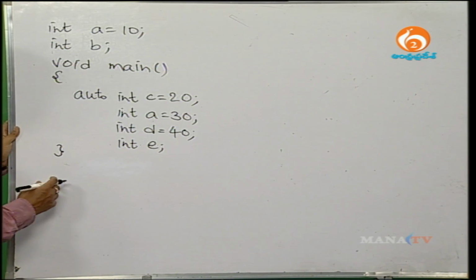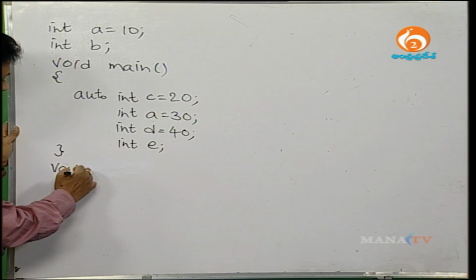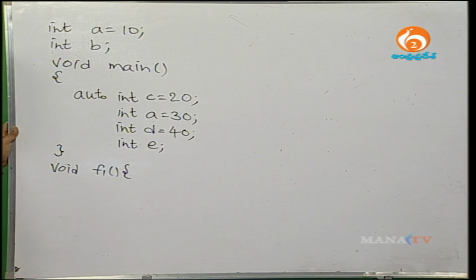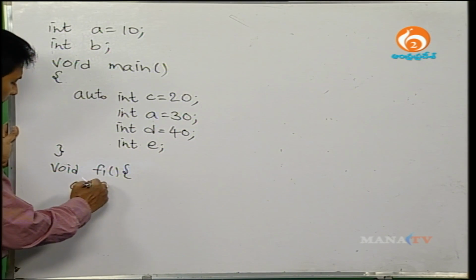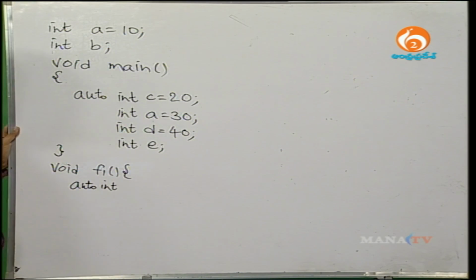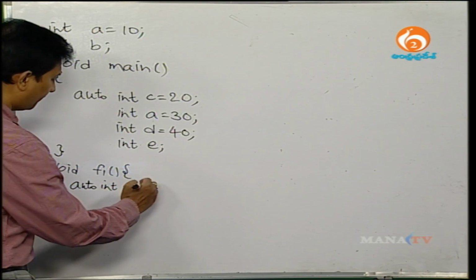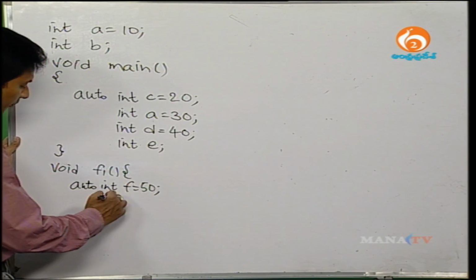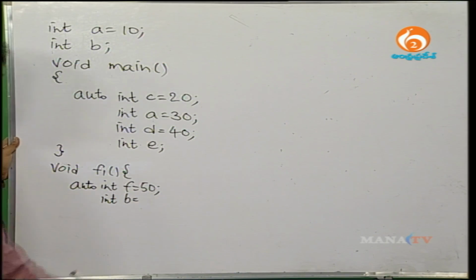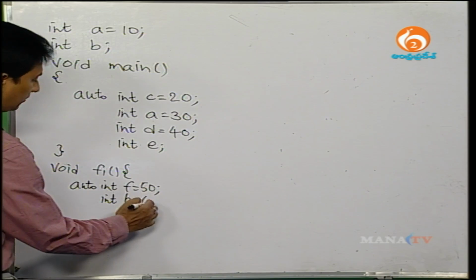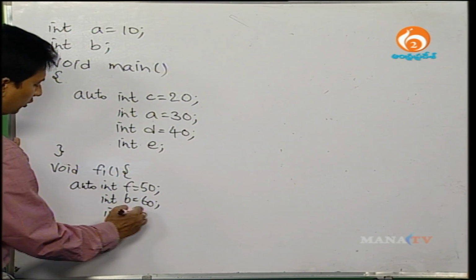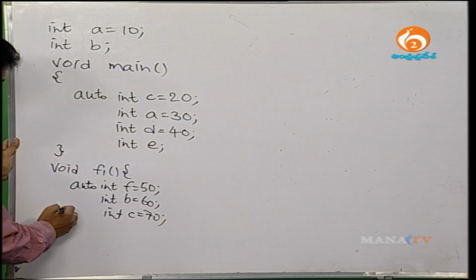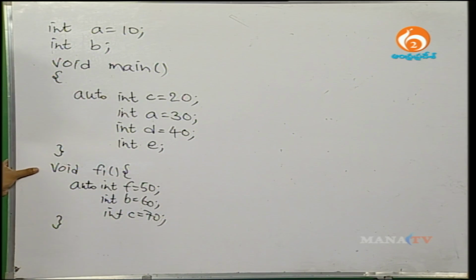Next, again I am writing another function, that is void f1. Next, here auto int f equal to 50. Next, int b equal to 60. Next, int c equal to 70. Closing braces means closing the f1 function.